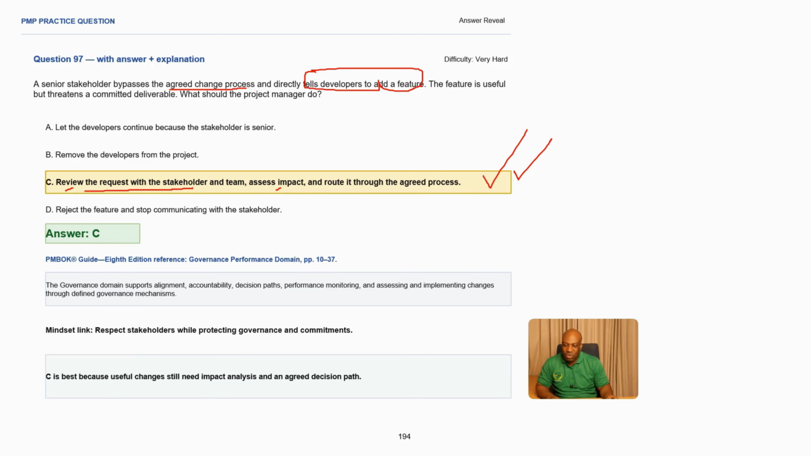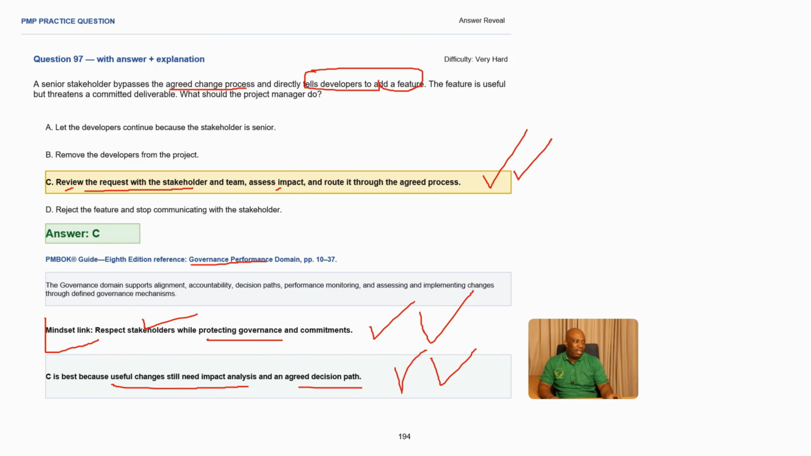How do we link it back to our PM book? It's the governance performance domain, okay? And the mindset that has to be applied there is to respect the stakeholder whilst also protecting governance and commitment. This is also a very important mindset. So making C the best answer because useful changes still need impact analysis and also an agreed decision path. So making C the best answer.